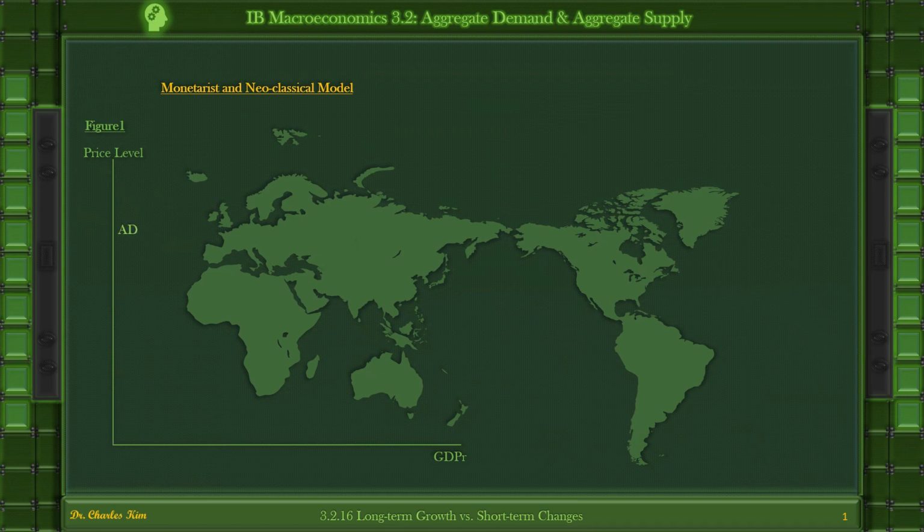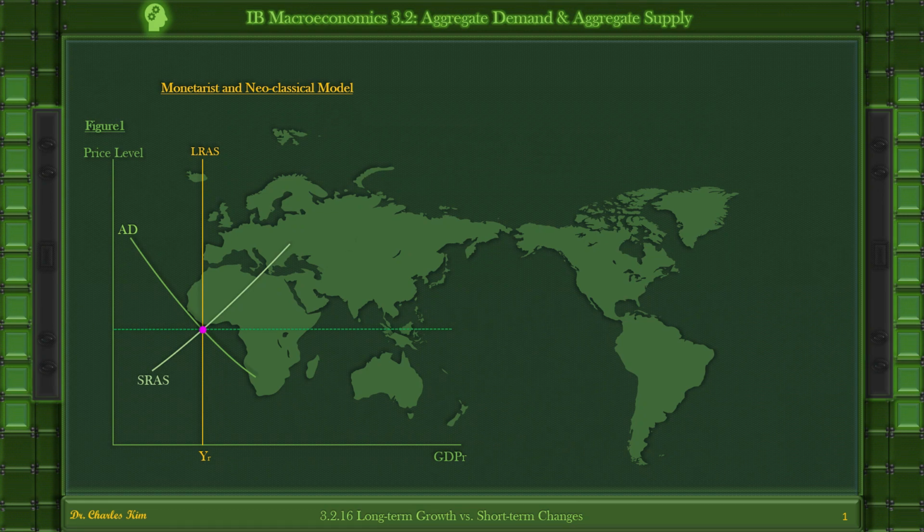Draw the aggregate demand curve, AD, and the short-run aggregate supply curve, SRAS. The long-run aggregate supply curve, LRAS, should then be displayed alongside real GDP, GDPR, or real income, YR. According to monetarist and neoclassical theories, short-term economic growth can be generated by increases in aggregate demand, which shift the aggregate demand curve, AD, to the right, causing real GDP to rise.